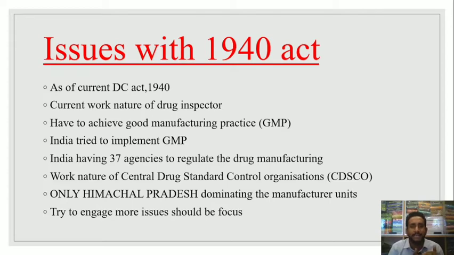That company needs to face around 37 agencies to get approval to manufacture the particular paramedical product. So that was the issue. The issue with getting approval from more than 37 agencies is that it is a headache for the company. So the companies have drifted towards the already manufacturing states.